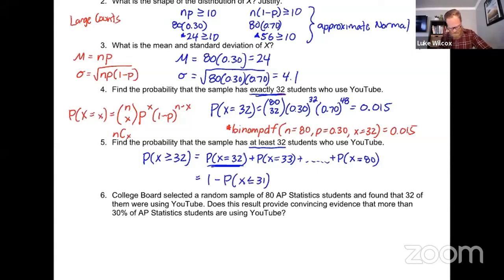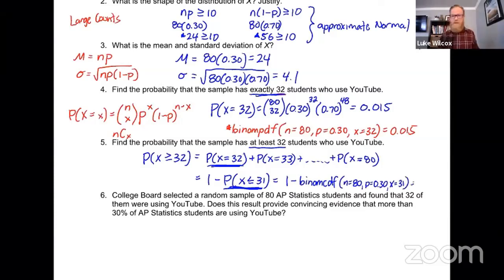Now, X less than or equal to 31 is where we're going to use the calculator function. So let me just set this up for you, and then we'll jump to the calculator to see what the answer is. We're going to do 1 minus, but this time we're going to use binomial CDF, for cumulative distribution, because it's the cumulative probability all the way up to and including 31. And remember, we would have to indicate our values here. So N equals 80, P equals 0.30, and X equals 31.